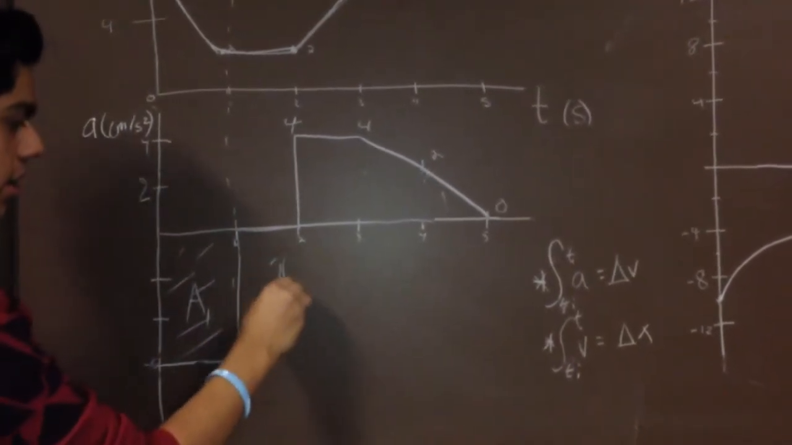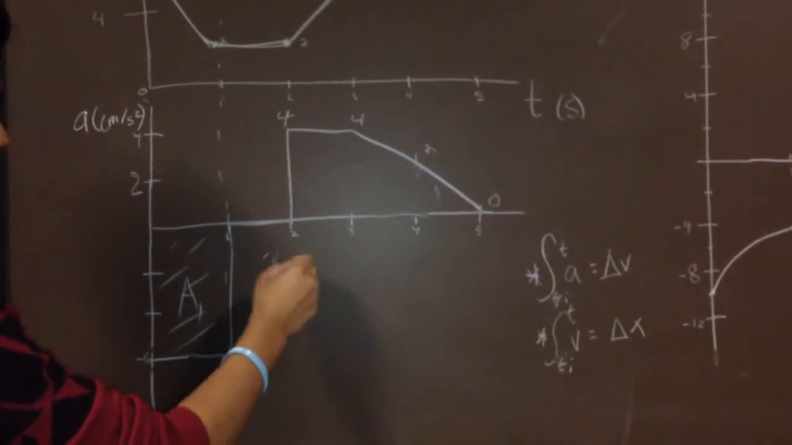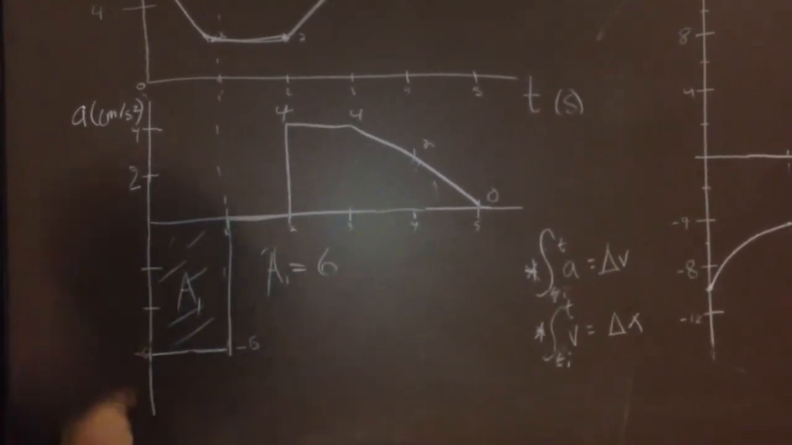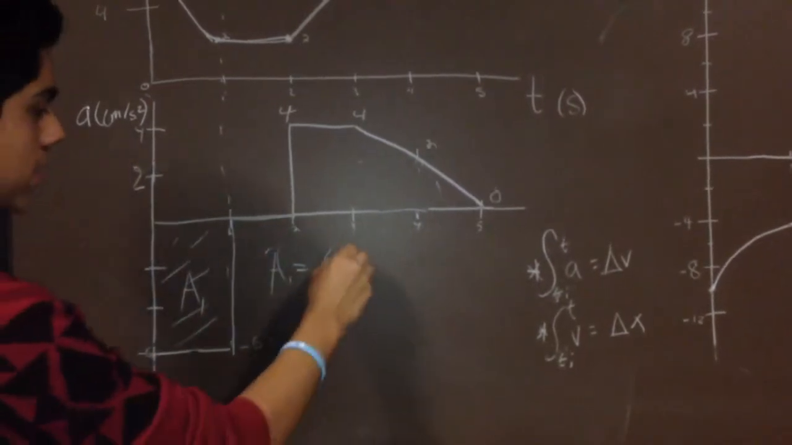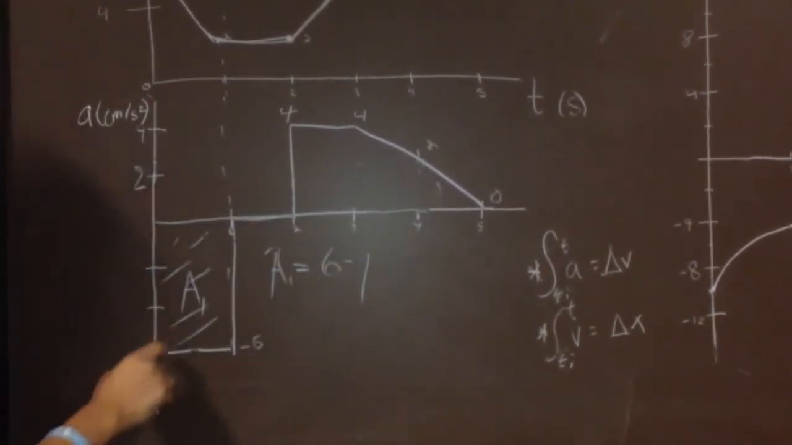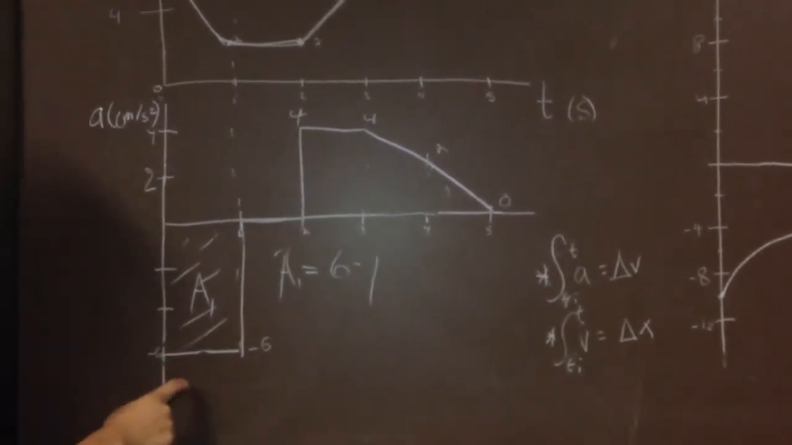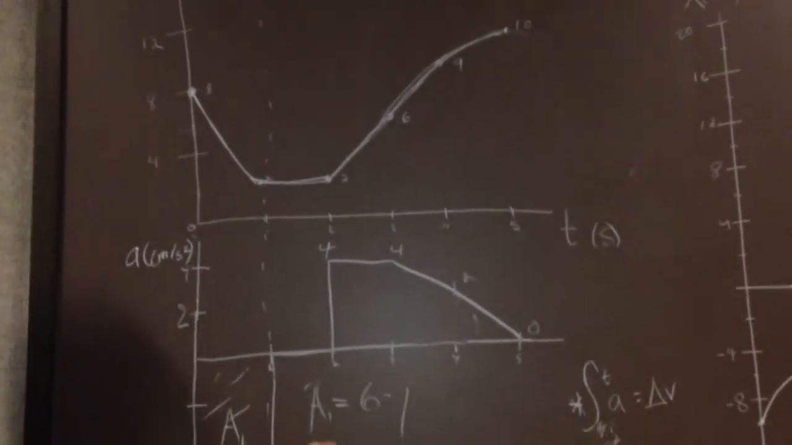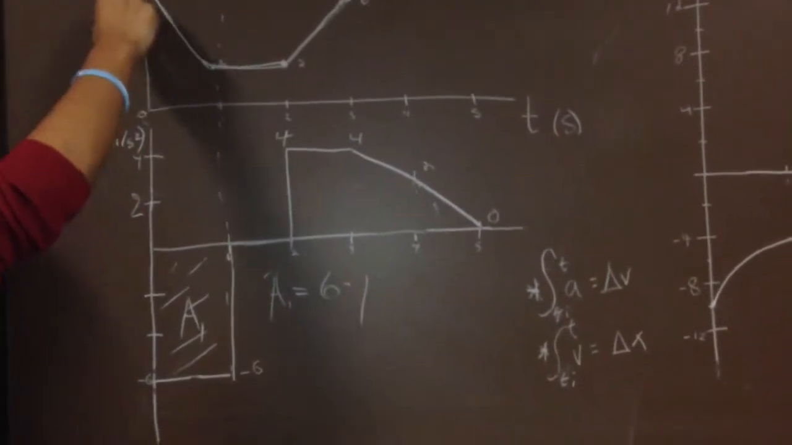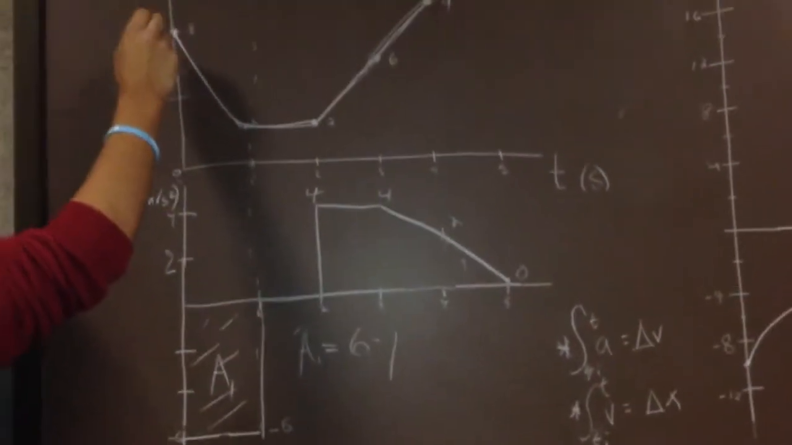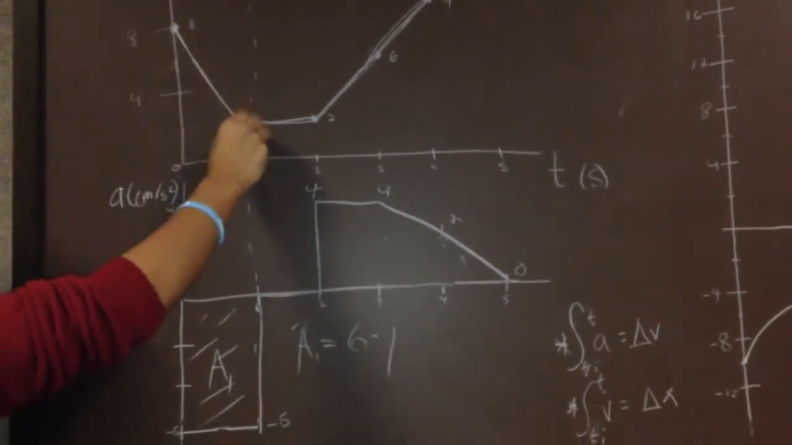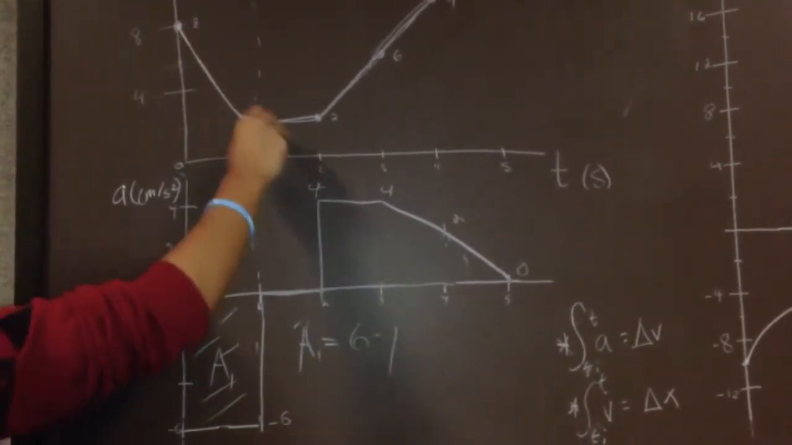And area 1 is a rectangle. So that's 6 down and then 1 to the right. So 6 times 1. And it is negative acceleration, so it's going to be a slope downward. So that is going to be, we're starting at an initial velocity of 8 and going down 6 to 2. All right.